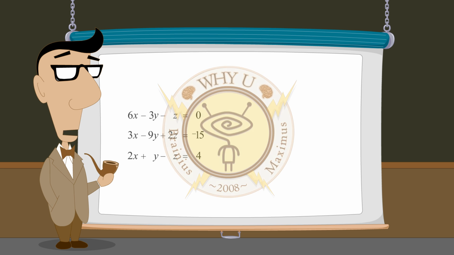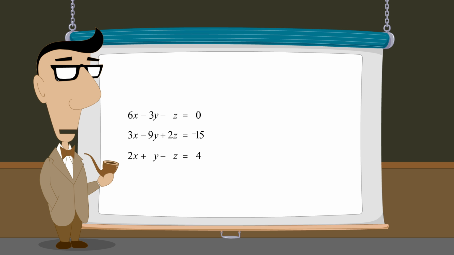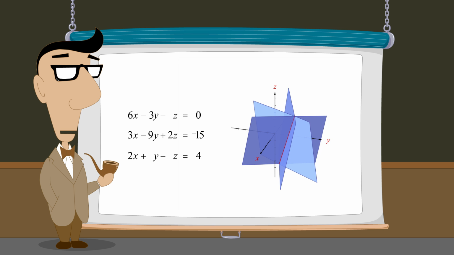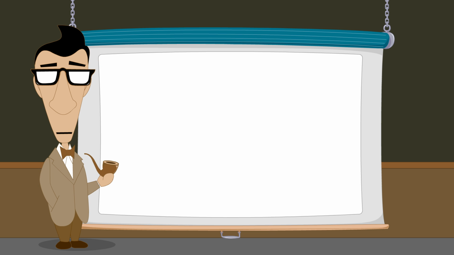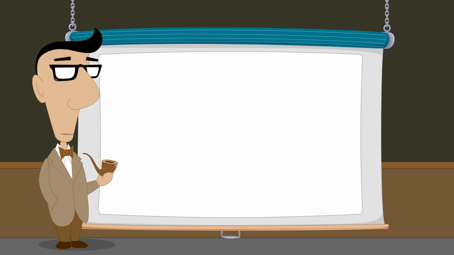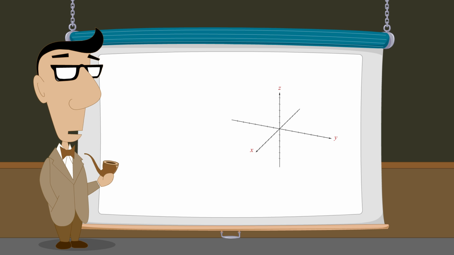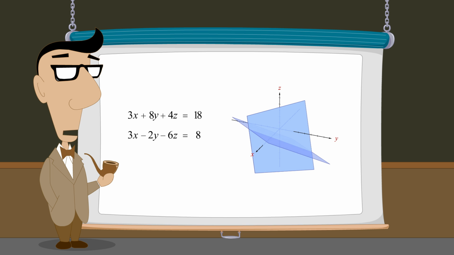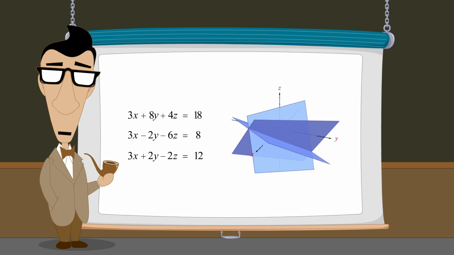In the last chapter, we saw that when a system of three linear equations in three variables consists of three planes whose intersection forms a line, the system has infinitely many solutions. And these solutions can be described parametrically using either parametric equations or an ordered triple. To demonstrate how this is done, we will start with a system of three equations which describe three distinct planes that intersect along a line.